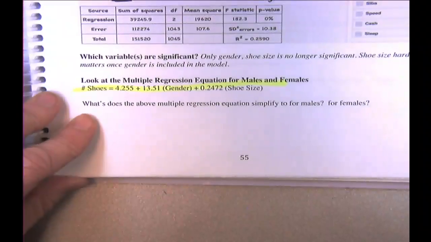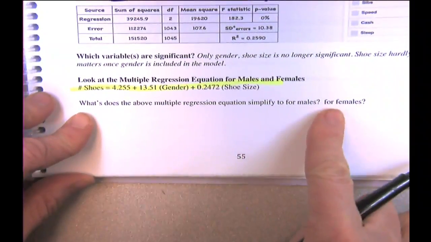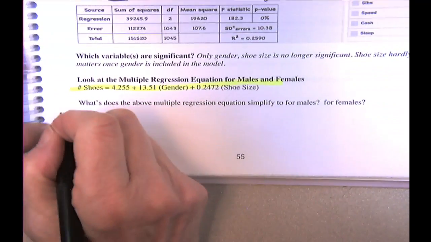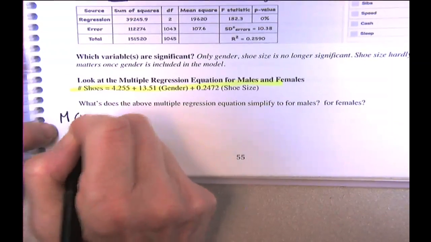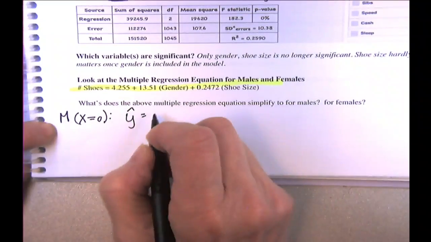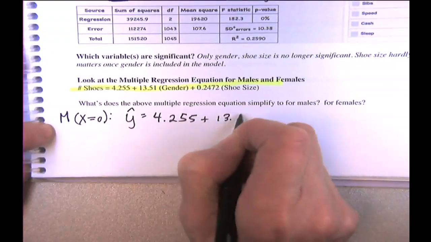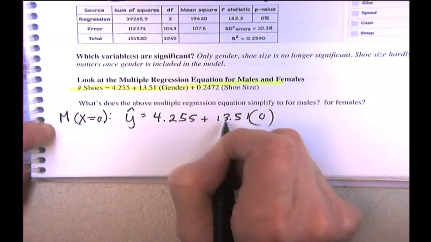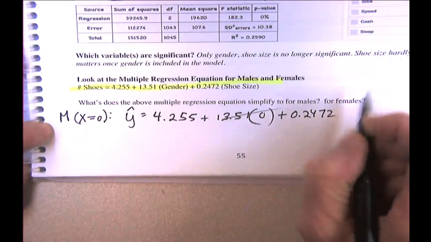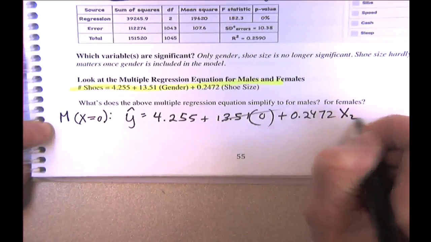So now I think you'll understand it better if we ask, what does the above multiple regression equation simplify to for males and for females? So let's try that. For males, remember, males has x equals 0. So what do we have? We have y hat equals 4.255 plus 13.51 times 0. So that cancels out. Plus 0.2472 times x2, which is the shoe size.